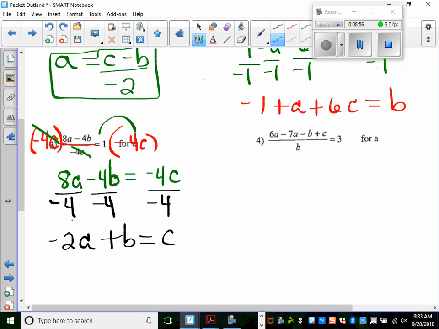Okay. All right, let's do number 4. So I have to get rid of that divided by b, so I'm going to multiply both sides by b.